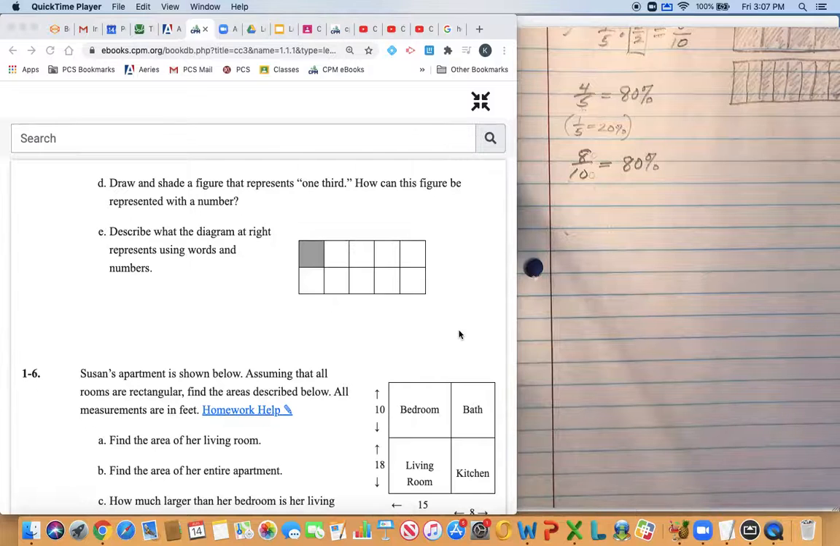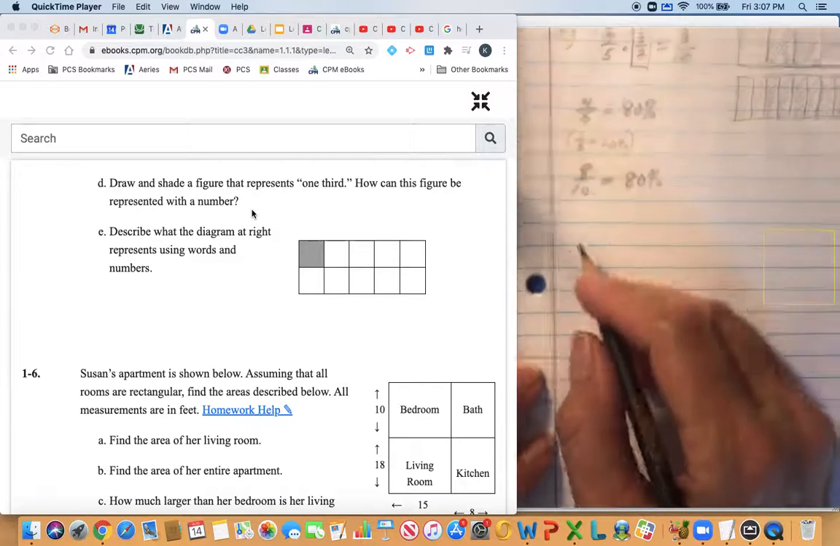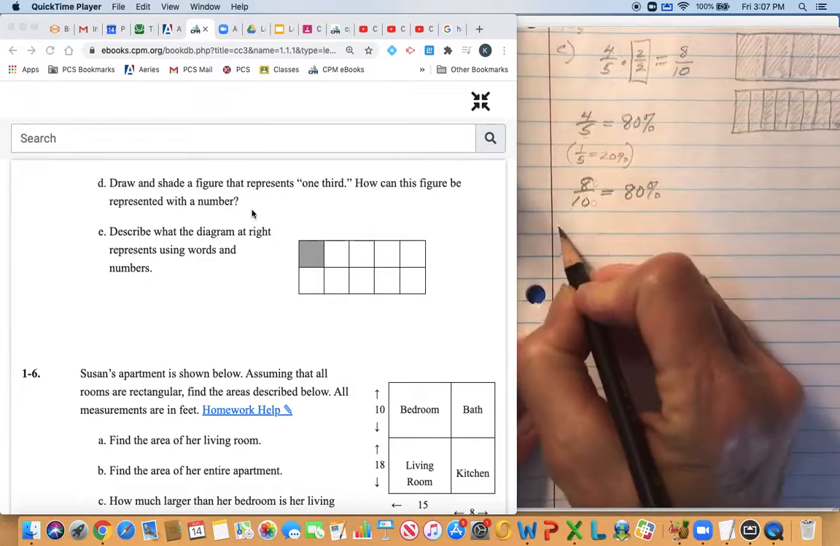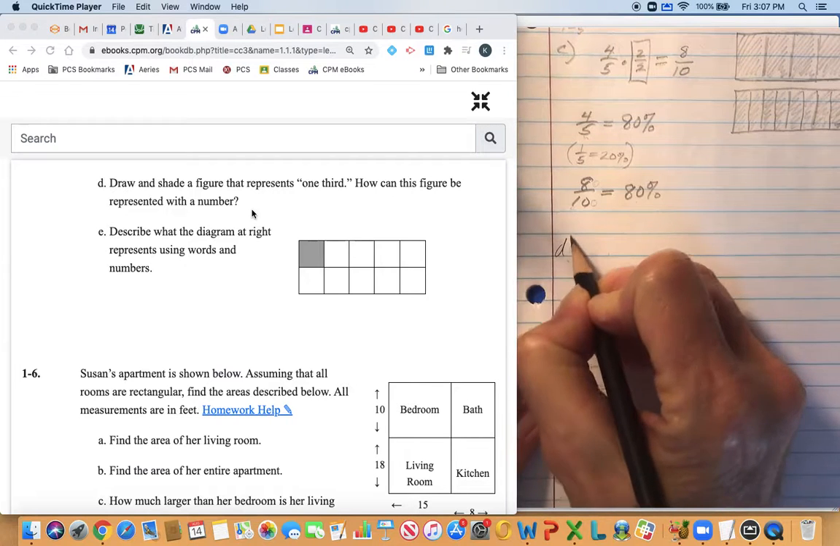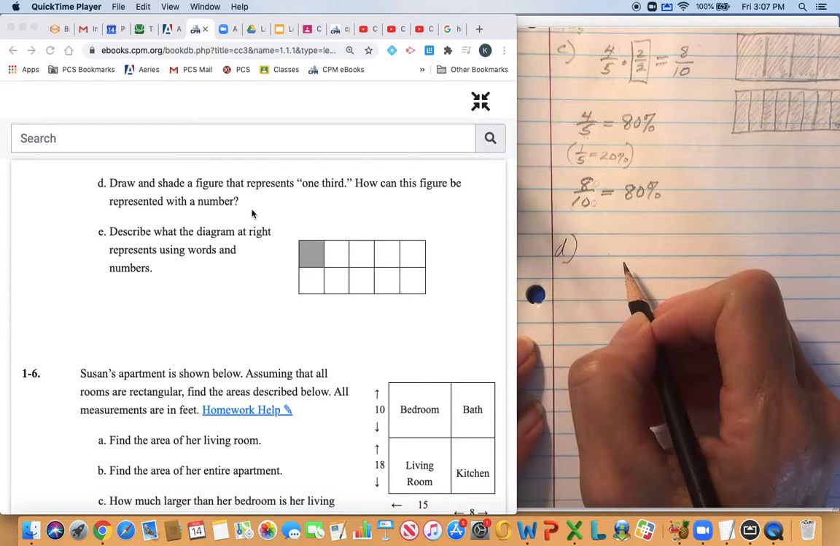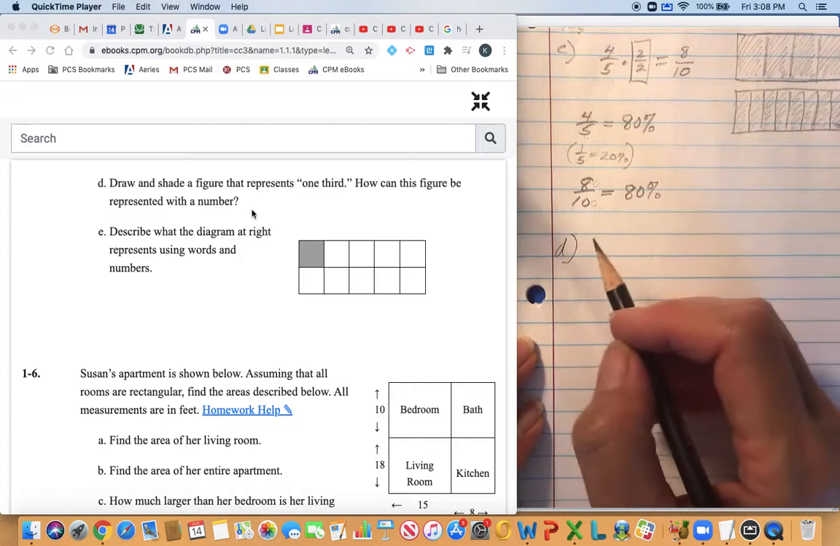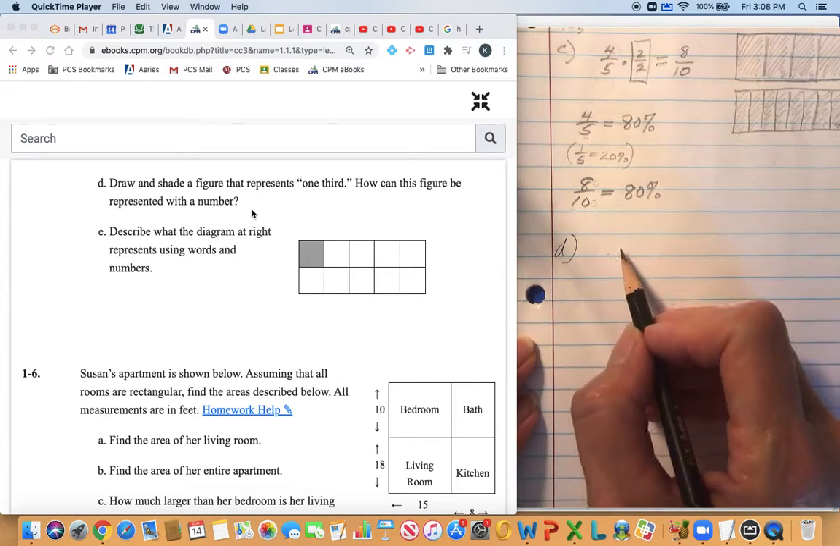This is 1-5D. Draw and shade a figure that represents 1/3. How can this figure be represented with a number? Okay, so over here on my paper, I'm going to put D, and I'm going to draw and shade a figure that represents 1/3.